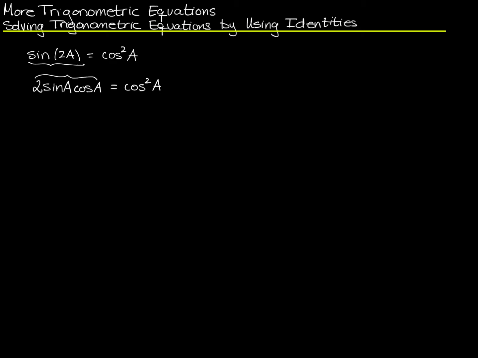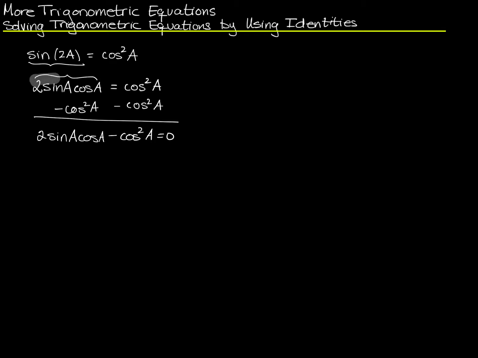Now, on the left-hand side, I have a cosine, and on the right-hand side, I have two cosines, two factors of cosine. I could factor that out, but they're on opposite sides of the equal sign. So the next thing I'm going to do here is subtract the cosine squared of a from both sides. That gives me 2 times the sine of a times the cosine of a minus the cosine squared of a equals 0.